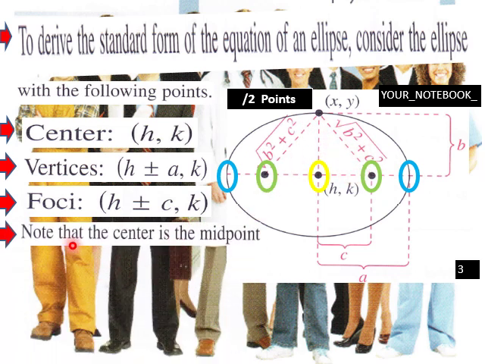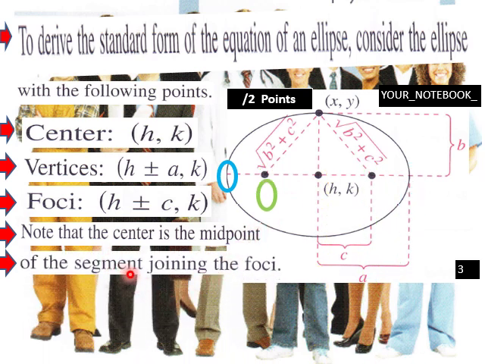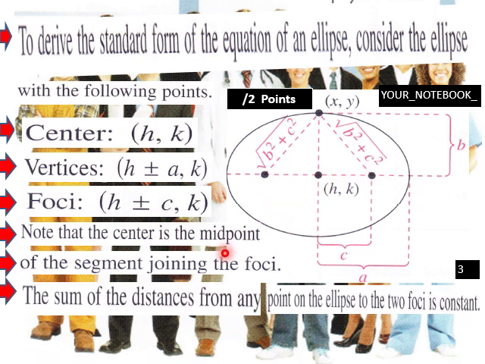Note that the center is the midpoint of the segment joining the foci. Here are our foci, and the center of that is the center of your ellipse.